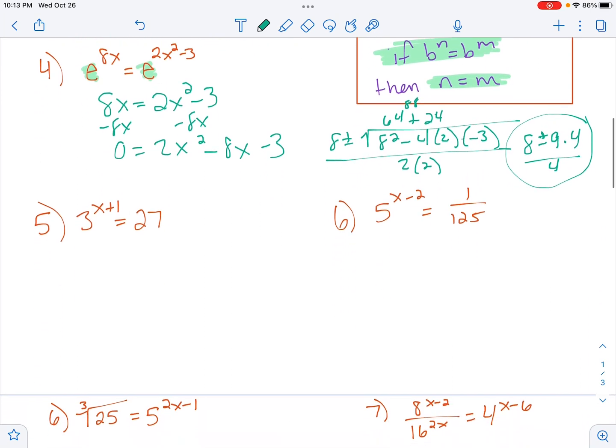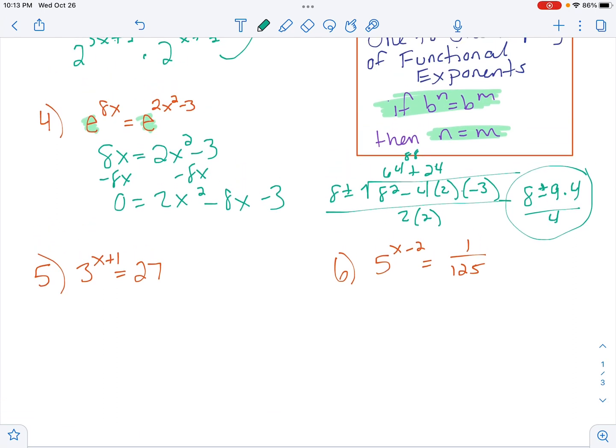Okay, so let's practice some. On number 5, they don't have the same base, so we can't do anything. We're going to have to make them have the same base. Well, 3 really can't be simplified any further, and that's my base on the left. Can I make the 27 a base of 3? 3 times 3 is 9, times another 3 is 27, so 3 to the third equals 3 to the x plus 1. Now I have the same base. I have a 3 here and a 3 here. So I can take my exponents and set them equal to each other, and then solve.